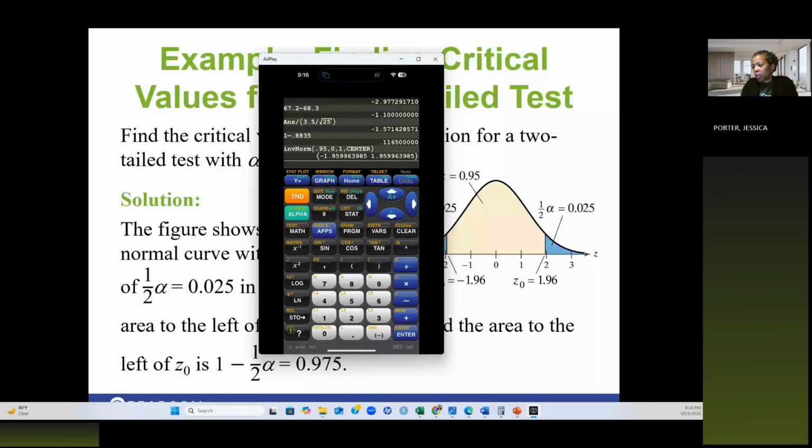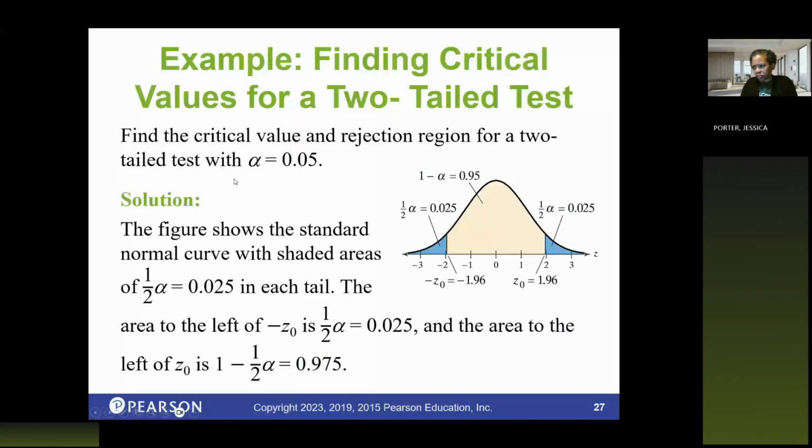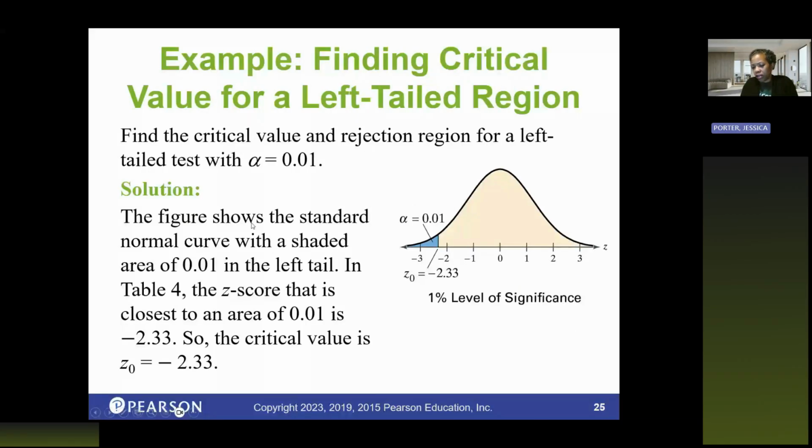Okay. So your critical values are negative 1.96 and 1.95. Now, let's go back. This says find the critical value with a left-tailed test. You can also do left-tailed in your TI.